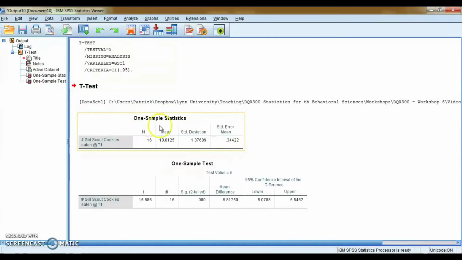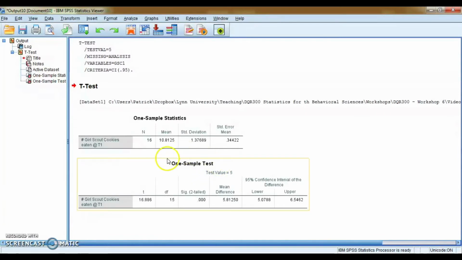We have our sample statistics here. So number of Girl Scout cookies eaten at time 1. There's 16 participants in this study. The average number is 10.81 cookies. That sounds more like me, with a standard deviation of 1.37 cookies. So you can do the eyeball test here like we did in class. Ooh, our sample eats about 11 cookies. The average person eats about 5. I would probably suspect that there would be a significant difference there. But that's just the eyeball test.